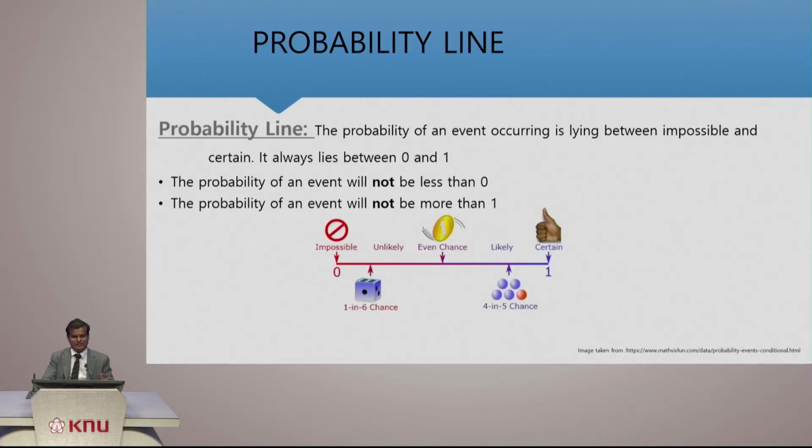So basically this is the probability line, it always falls between 0 and 1. So the probability of an event will not be less than 0 and will not be more than 1. It always falls in between. This is one of the basic thoughts you can always keep in your mind. Whenever we talk about a probability for any data, it should always be within this range.